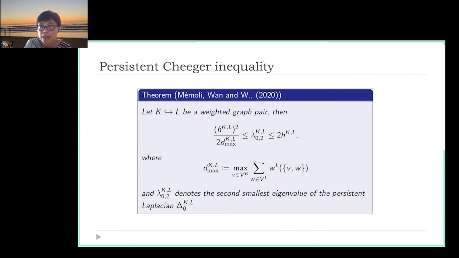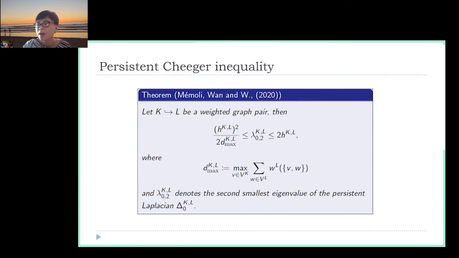This is the new definition of the persistent Cheeger constant, and under this definition, you have an analogous result to the Cheeger inequality that we saw earlier. It has a very similar form. So this new persistent Cheeger constant also relates to the second eigenvalue of the persistent Laplacian from K to L using a similar type of inequality.